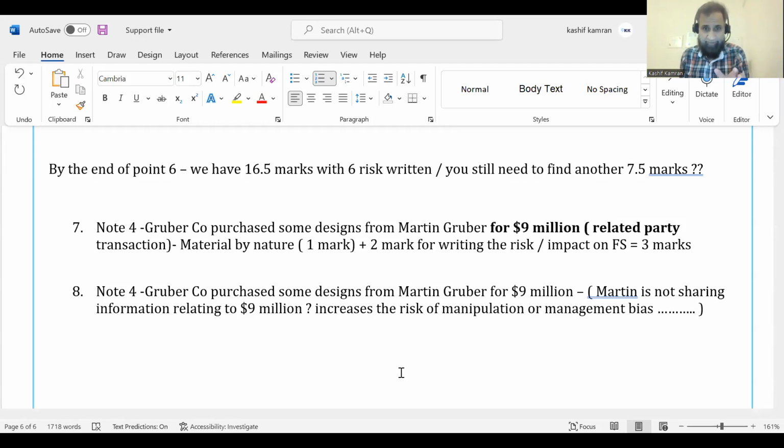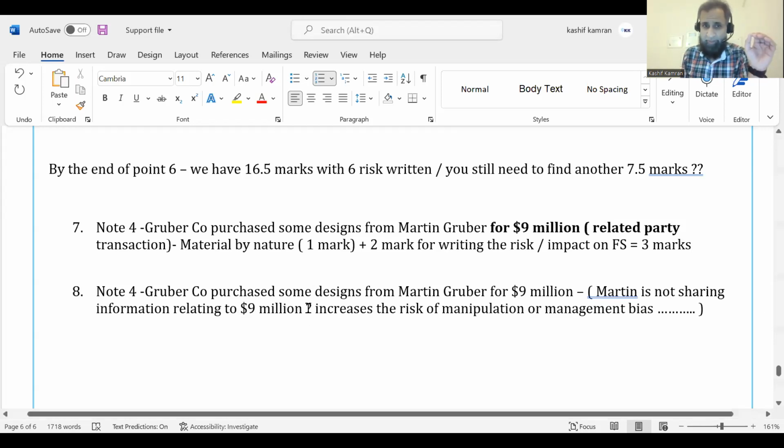Now, have you exhausted your marks for materiality by reaching point number 7? Have you exhausted your marks? Now, any other risk you write beyond point number 7, how many marks will you get for it? 2. Okay. Grubber purchased some designs from Martin, $9 million. Martin is not sharing information relating to $9 million.